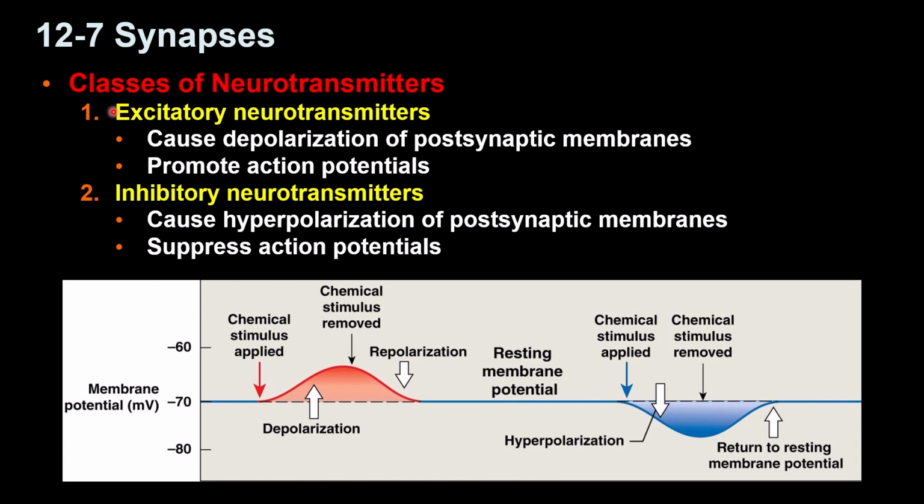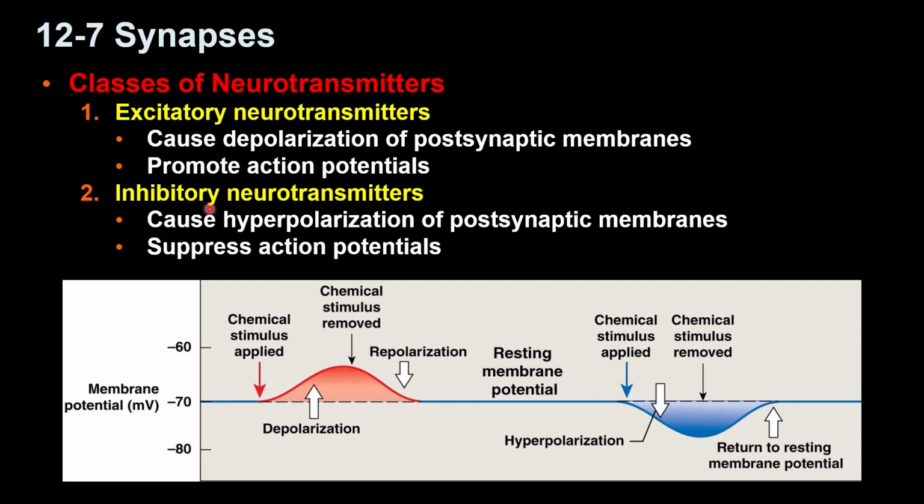So here you have the two types of neurotransmitter. One is called excitatory. In excitatory, when a stimulus comes here, that will cause depolarization. That will bring the cell membrane potential closer to the threshold. This is the threshold, closer to that. So that increases the chance of having an action potential.